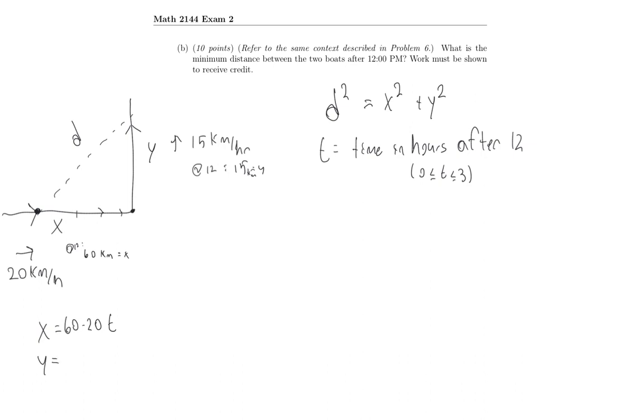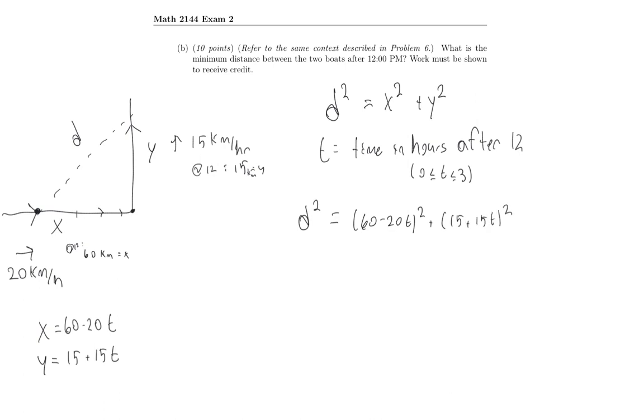For y, well, y starts at 15 kilometers away from the dock. It's going to be moving at 15 kilometers per hour. So when t is 0, we ignore that, and it's just 15. But for every hour after, we're going to add another 15 kilometers. So that means that d squared is going to be (60 minus 20t) squared plus (15 plus 15t) squared.